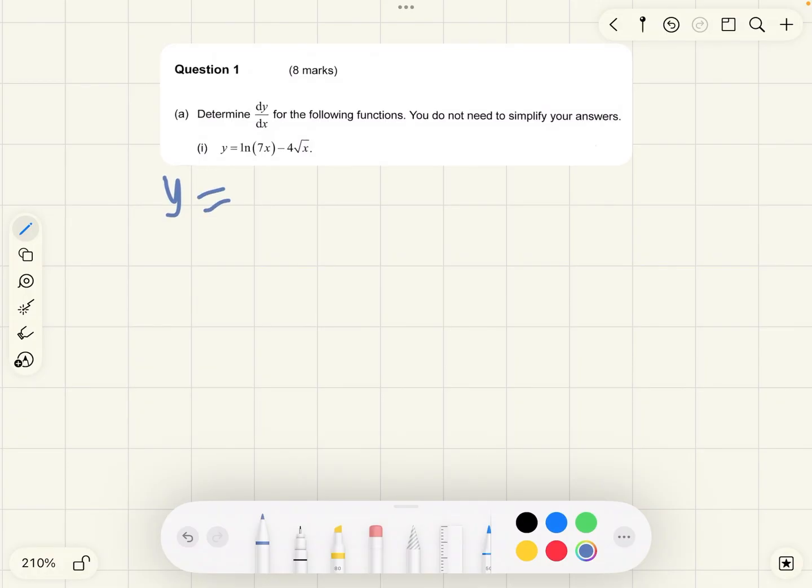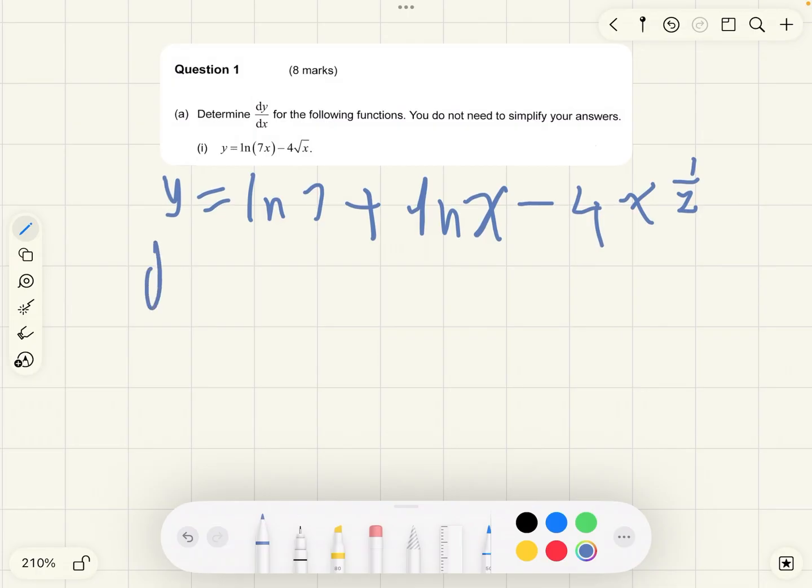The log of two things multiplied together, you can separate them, is ln of 7 plus ln of x, and minus 4 square root of x, which is just x to the power of half. And you're now ready to differentiate. dy/dx is ln 7, which is 0 because it's a constant.